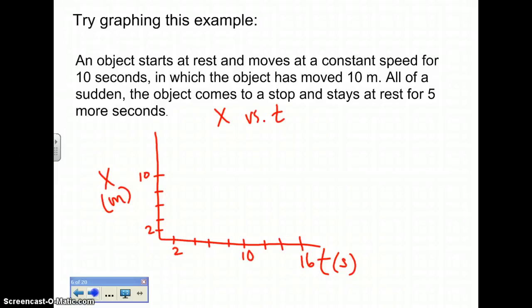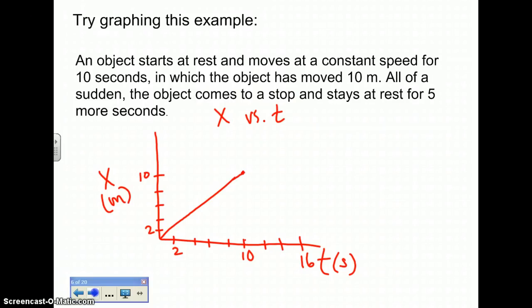So it says an object starts at rest and moves at a constant speed for 10 seconds, in which the object has moved 10 meters. So at 10 meters and 10 seconds, we are moving at a constant velocity. Remember, a constant velocity implies a simple direct relationship when you're building position time graphs. So here you go. This is exactly what you should be seeing so far. All right, let's continue reading on.